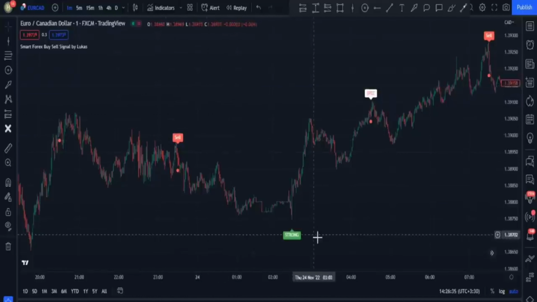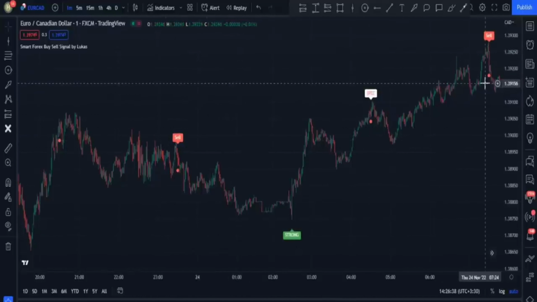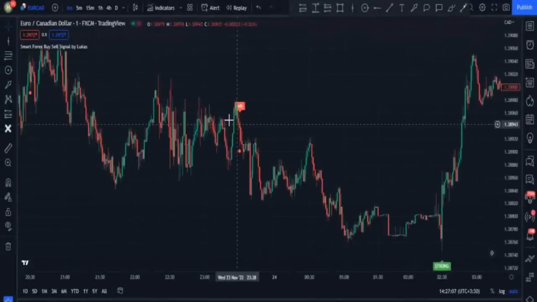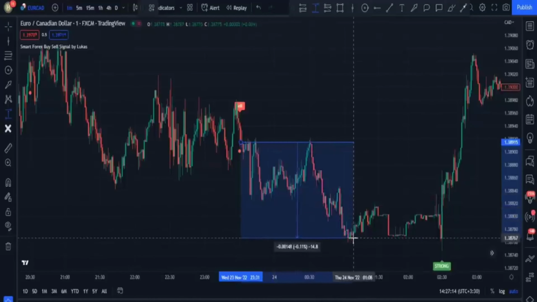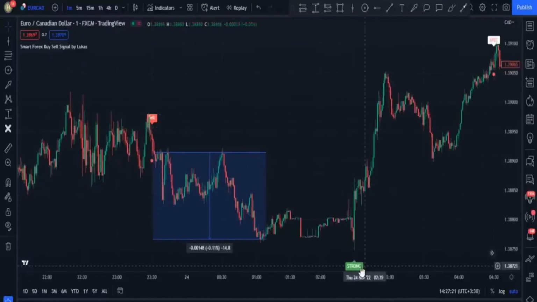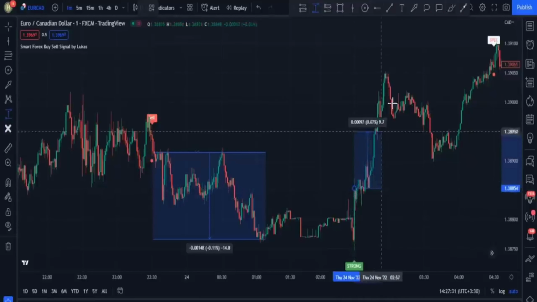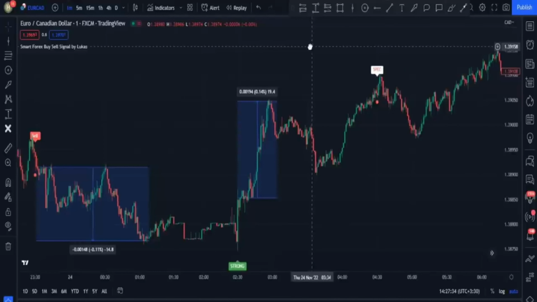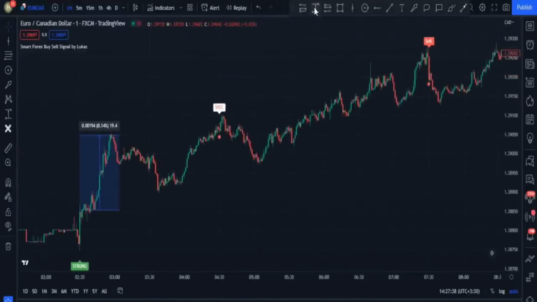Smart Forex is a simple buy and sell indicator which, as you can see, gives us accurate signals. For example, here we have gotten a really amazing sell signal and we could have entered the trade using this signal. And also, the strong signal that the indicator has given here is green, which means it is a very strong buy signal and we could have used it for entering a trade. With this sell signal here, we could have entered a sell trade as well.